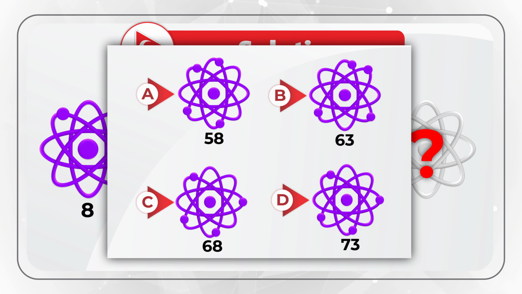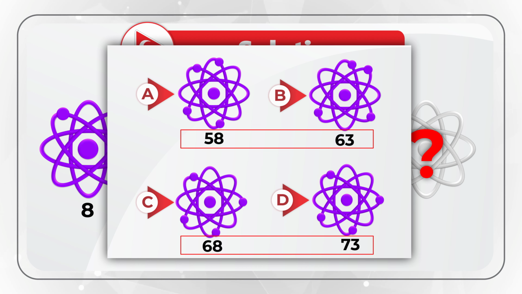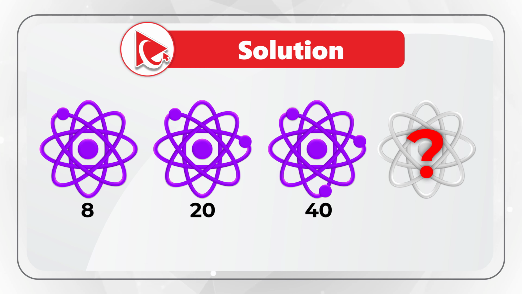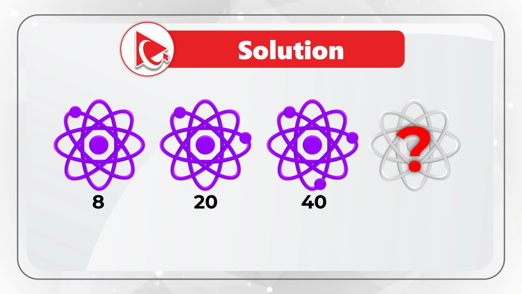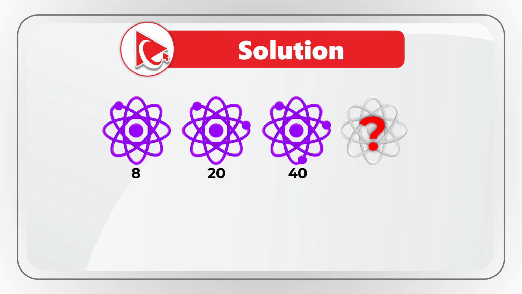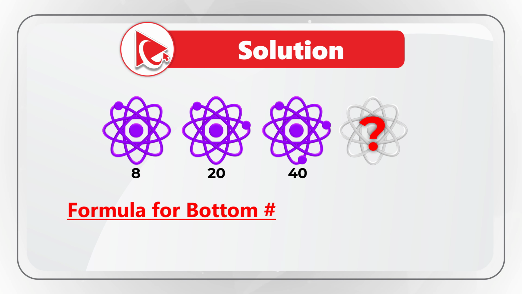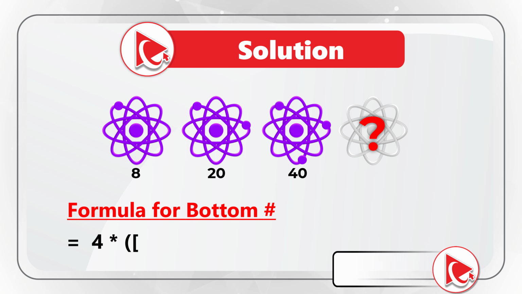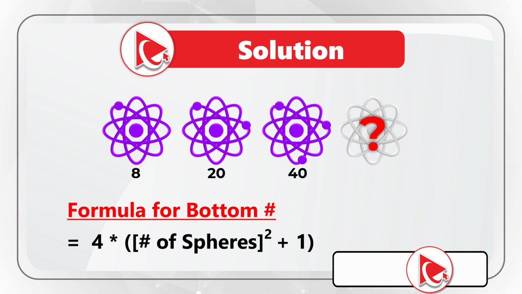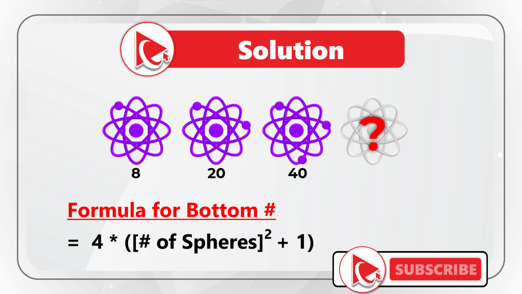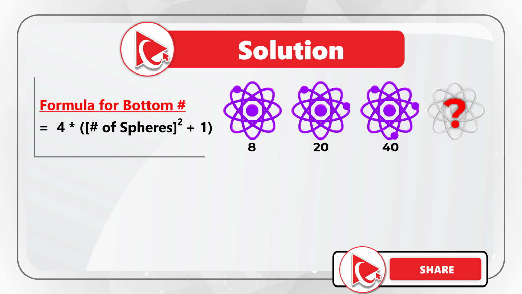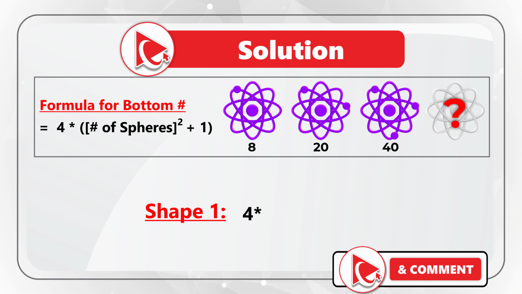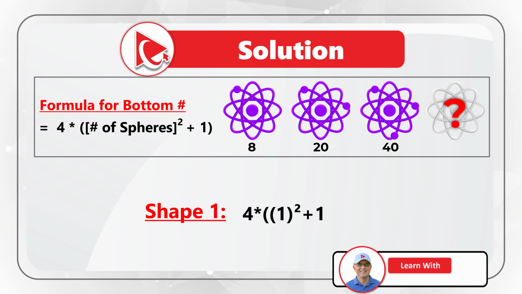So our next step here to solve this challenge is to look at the bottom number. And to solve it, you need to find the formula to calculate the bottom number based on the incrementing number of spheres. For example, the formula to do bottom number calculation is 4 multiplied in parentheses number of spheres squared plus 1. So to calculate the bottom value for the first shape, we need to multiply 4 in parentheses 1 squared plus 1, which would be equal 8.